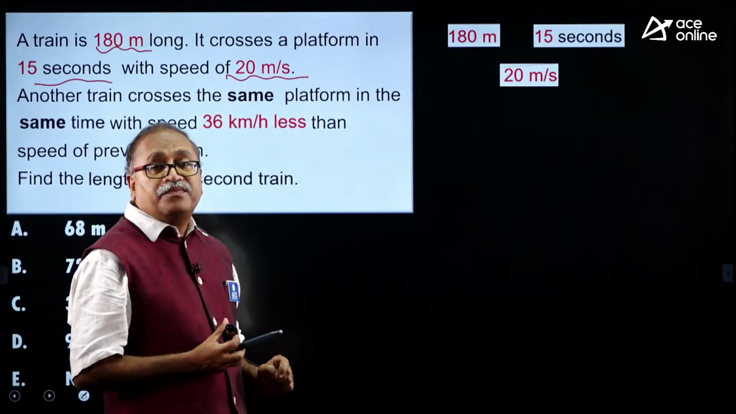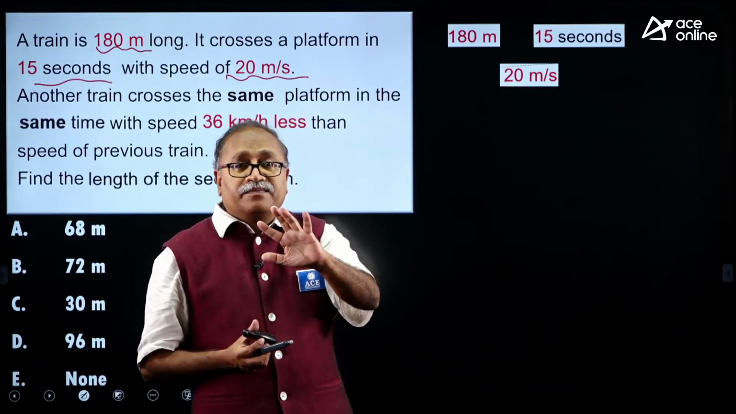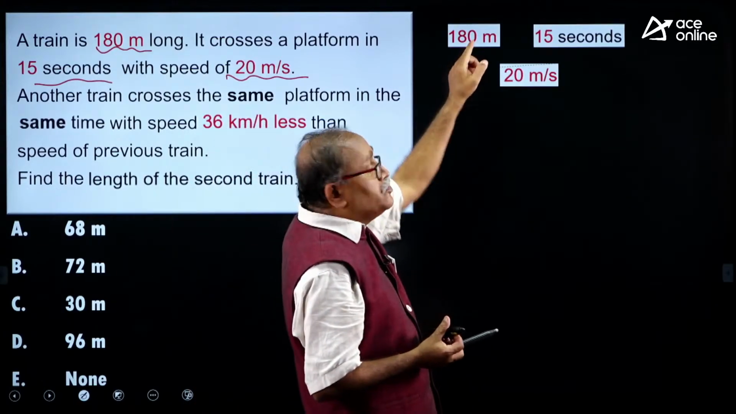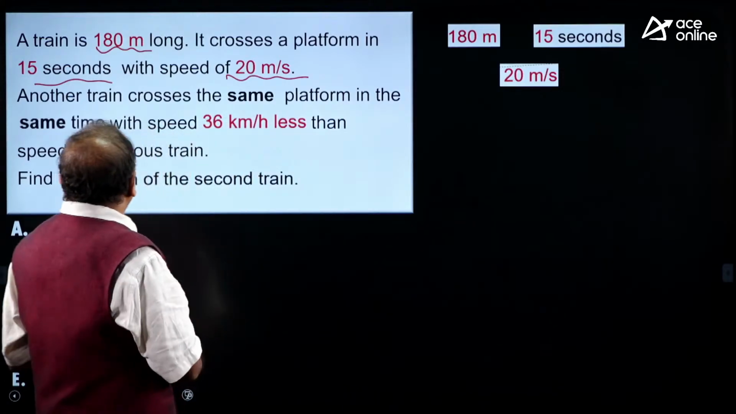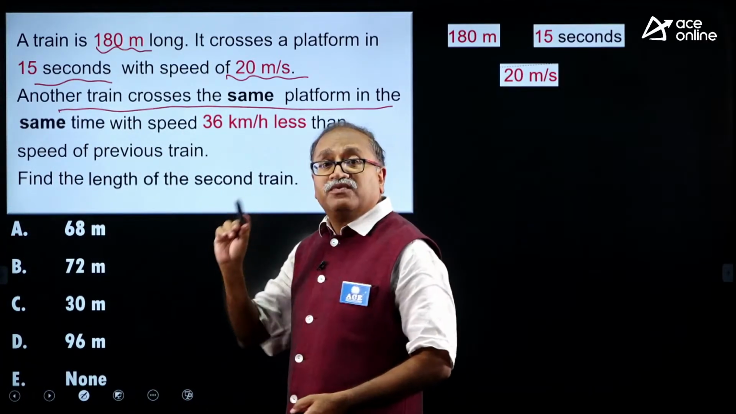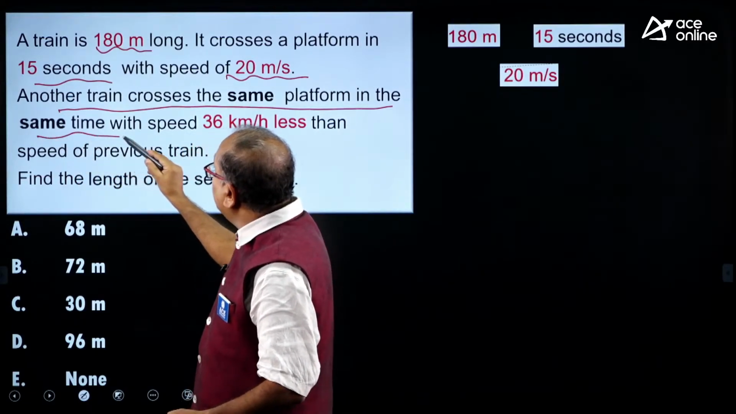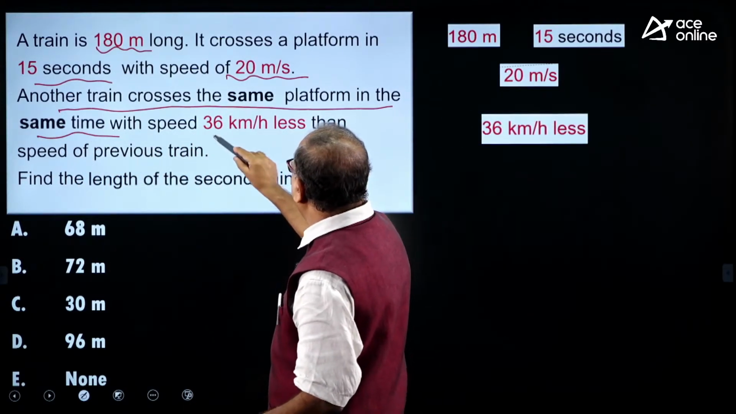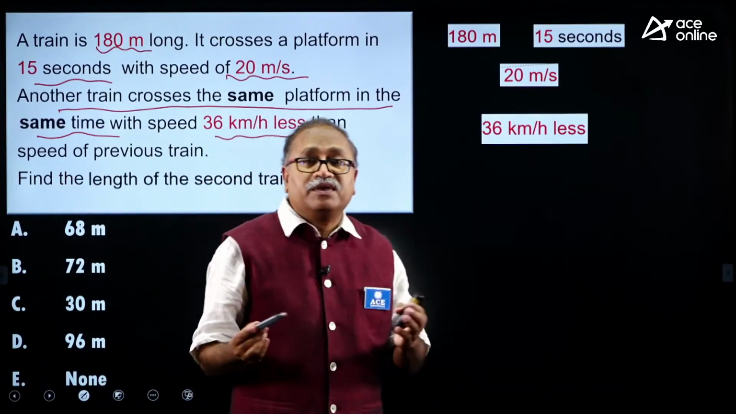Crossing a platform. So, what is the total length? The time into speed is the total length. From the total length, if I take out 180, I will get the platform length. Okay. What is next here? Another train crosses the same platform. We already know the platform length. Same platform at the same time, and the speed is 36 kilometer per hour less than the speed of the previous train.